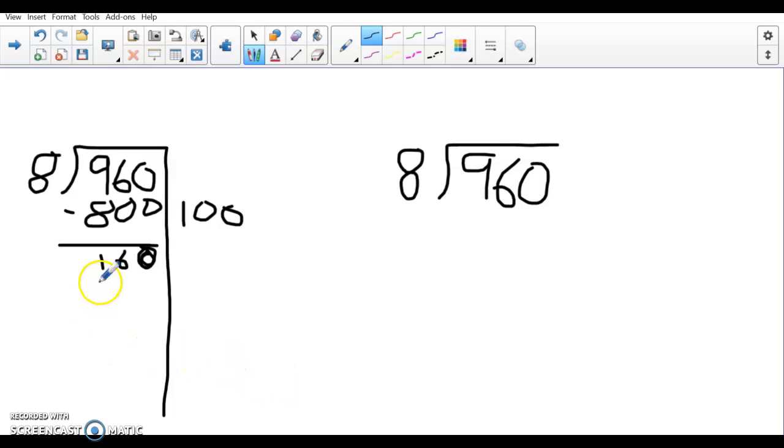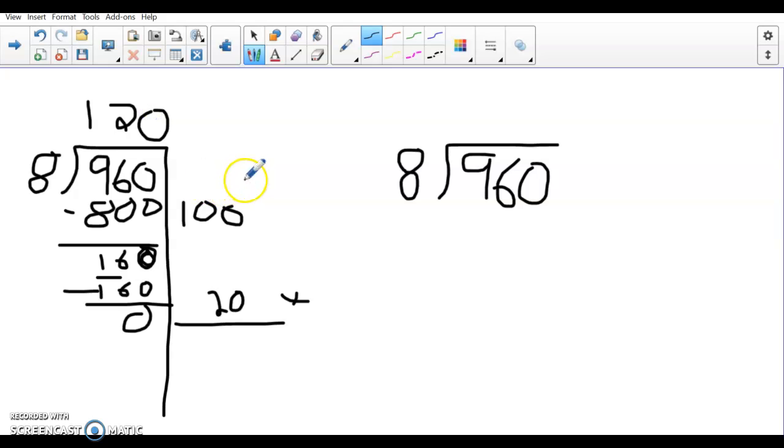A lot of us see this right here, and we see 16. I can think of this, if I know my zeros tricks, 8 times 2 is 16, so 8 times 20 is going to give me 160. Because I have a 0 that I'm starting with, I need one in my answer. When I subtract, I then get 0, or nothing left over. Now we do 100, and we have to add 20 to it. So our final answer, we do have 120.